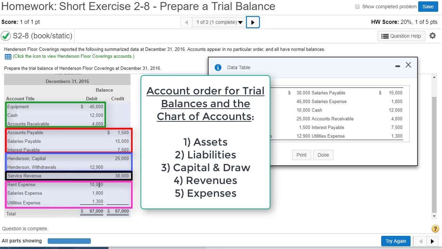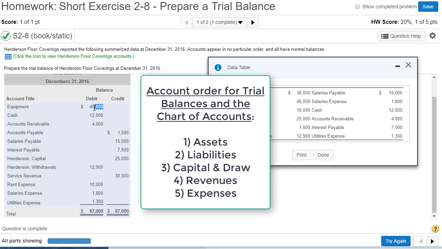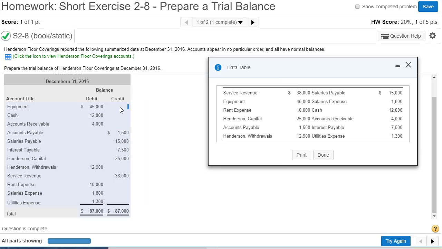Now, the secret of MyAccountingLab is they don't really enforce a certain order. So if you get these out of order, MyAccountingLab will not mark you incorrect. However, if you put this $45,000 debit on the credit side, then that's obviously incorrect. Okay?